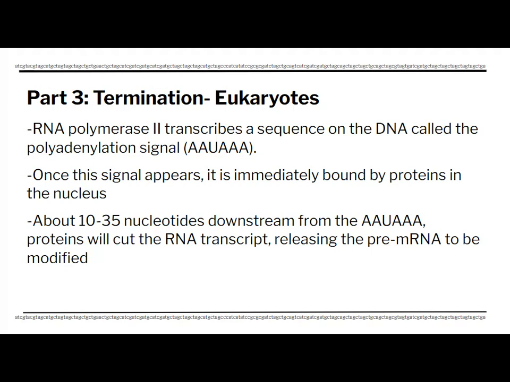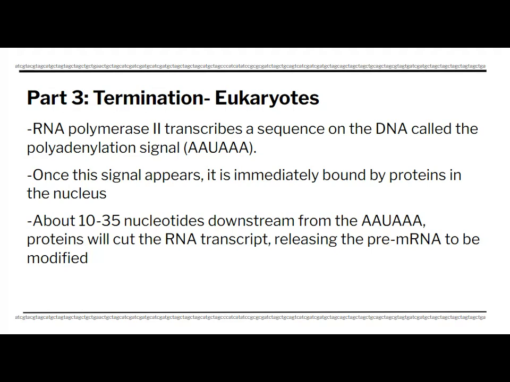special proteins in the nucleus will bind to that signal, to that part of the transcript. And then, as the RNA polymerase keeps going, once it gets 10 to 35 nucleotides downstream from that signal, proteins will cut the RNA transcript. So they'll hit that signal, proteins will bind to that signal, and a different protein will come through and snip off the transcript from the RNA polymerase.